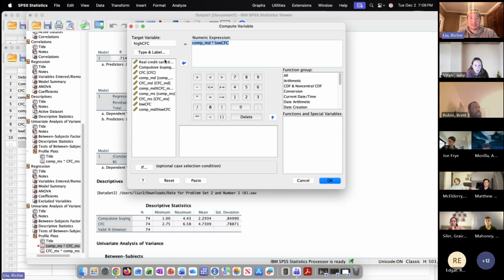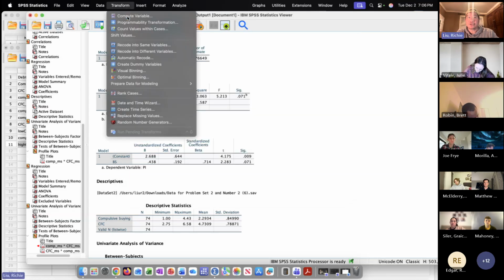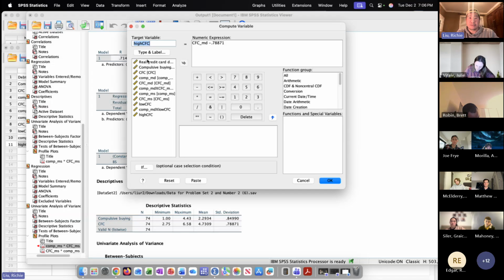Essentially CFC mean deviated minus 0.78871. And then I have to create the new interaction for that, for the high CFC test. So again, I'm going to just reset that.